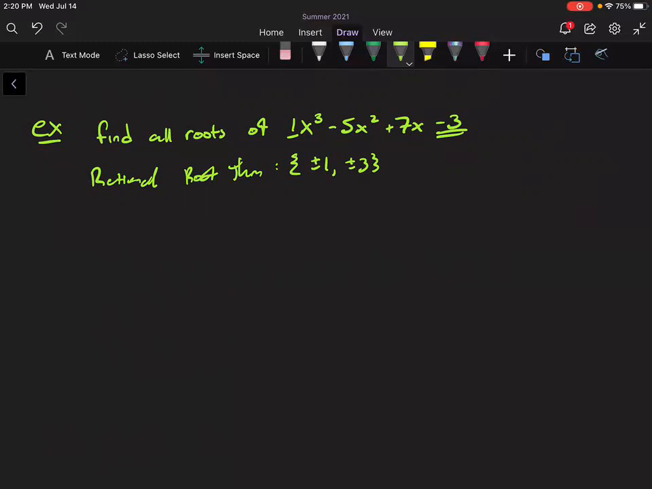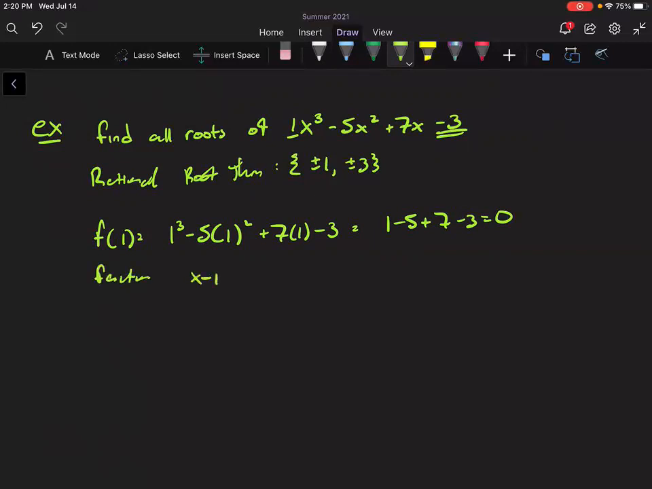And let's test them out and see what happens. So we'll just start with f of 1. And we get 1 cubed minus 5 times 1 squared plus 7 times 1 minus 3. And this is 1 minus 5 plus 7 minus 3, which is thankfully 0. So it's a root, which means we can factor out x minus 1. And so we'll start with some polynomial division.